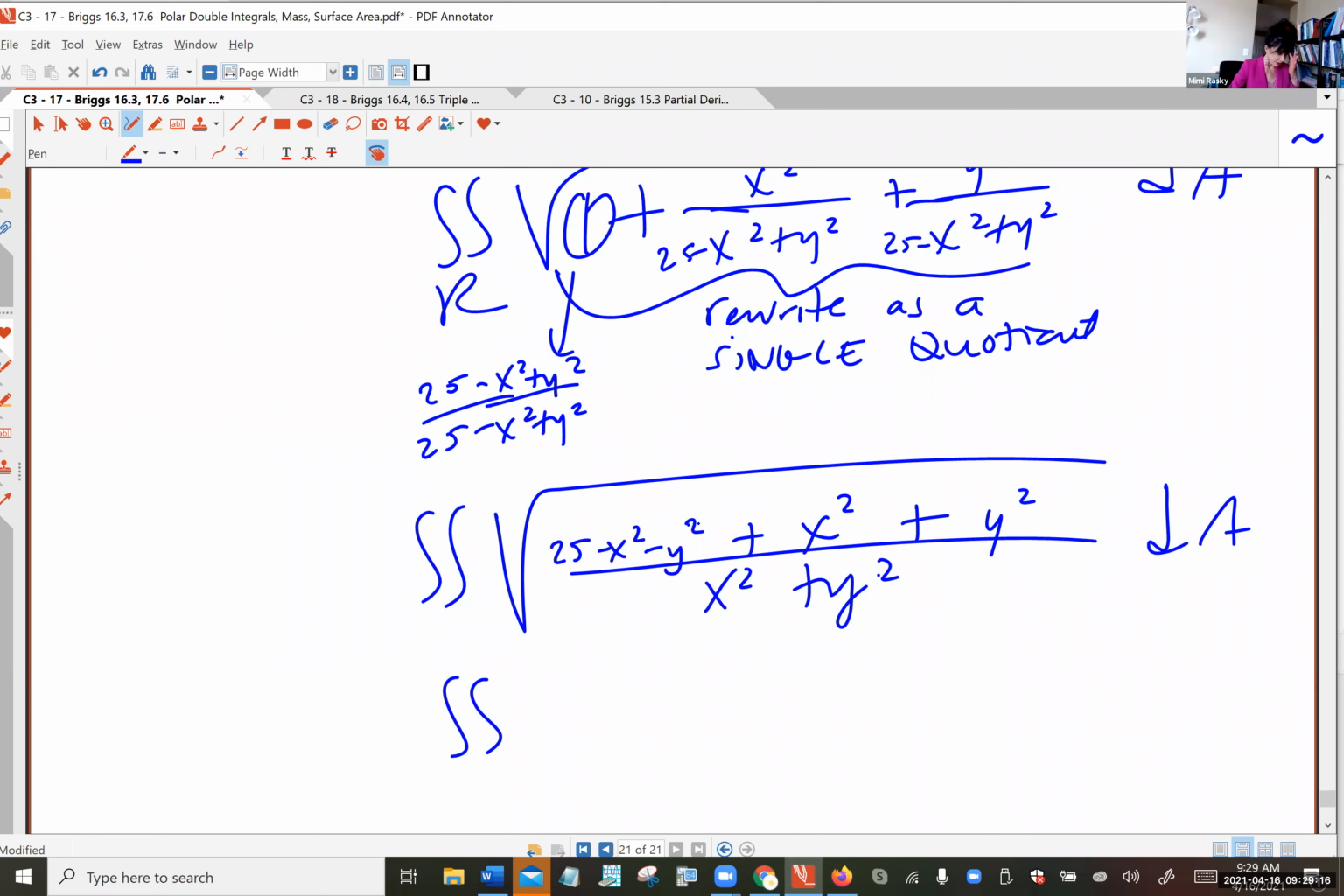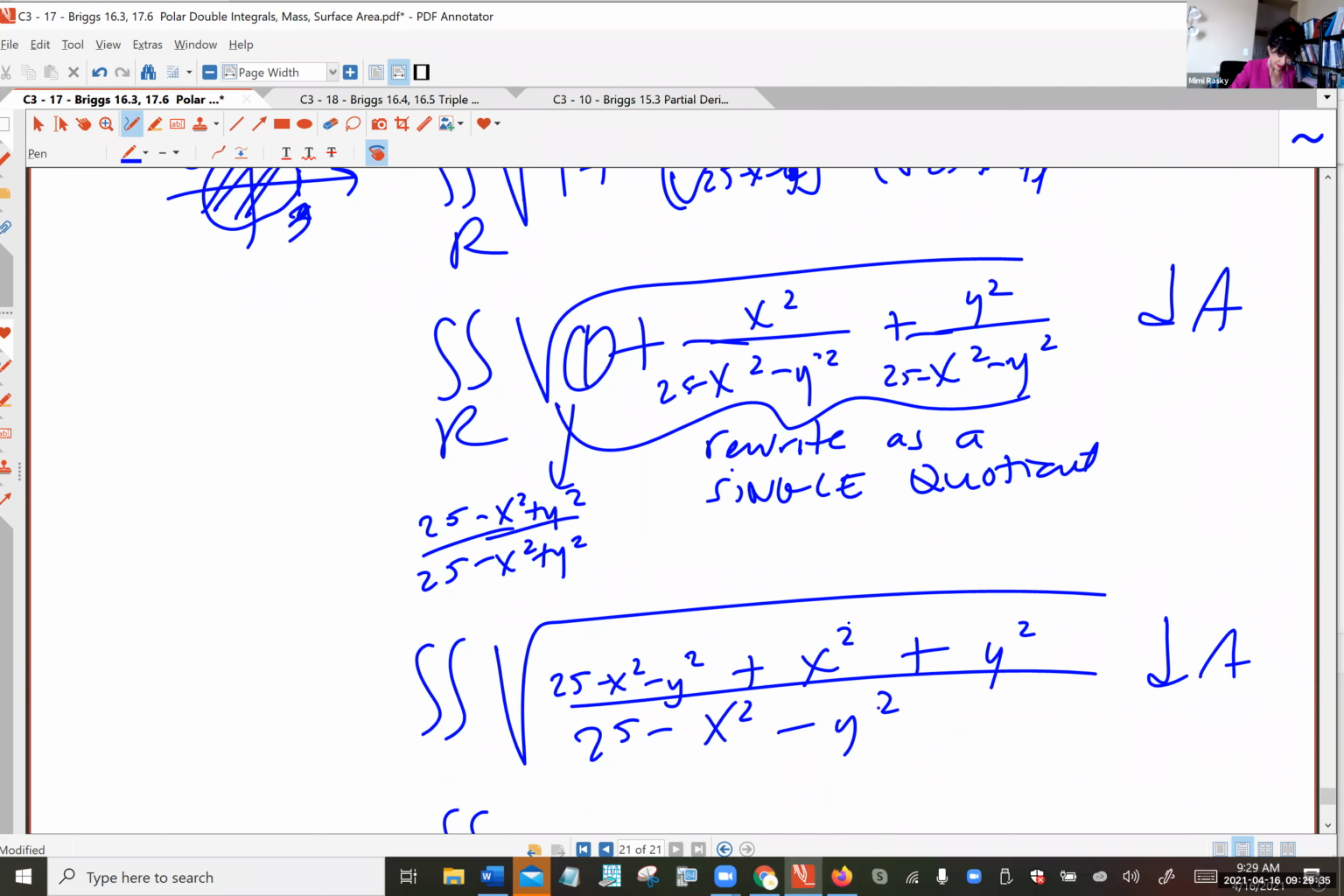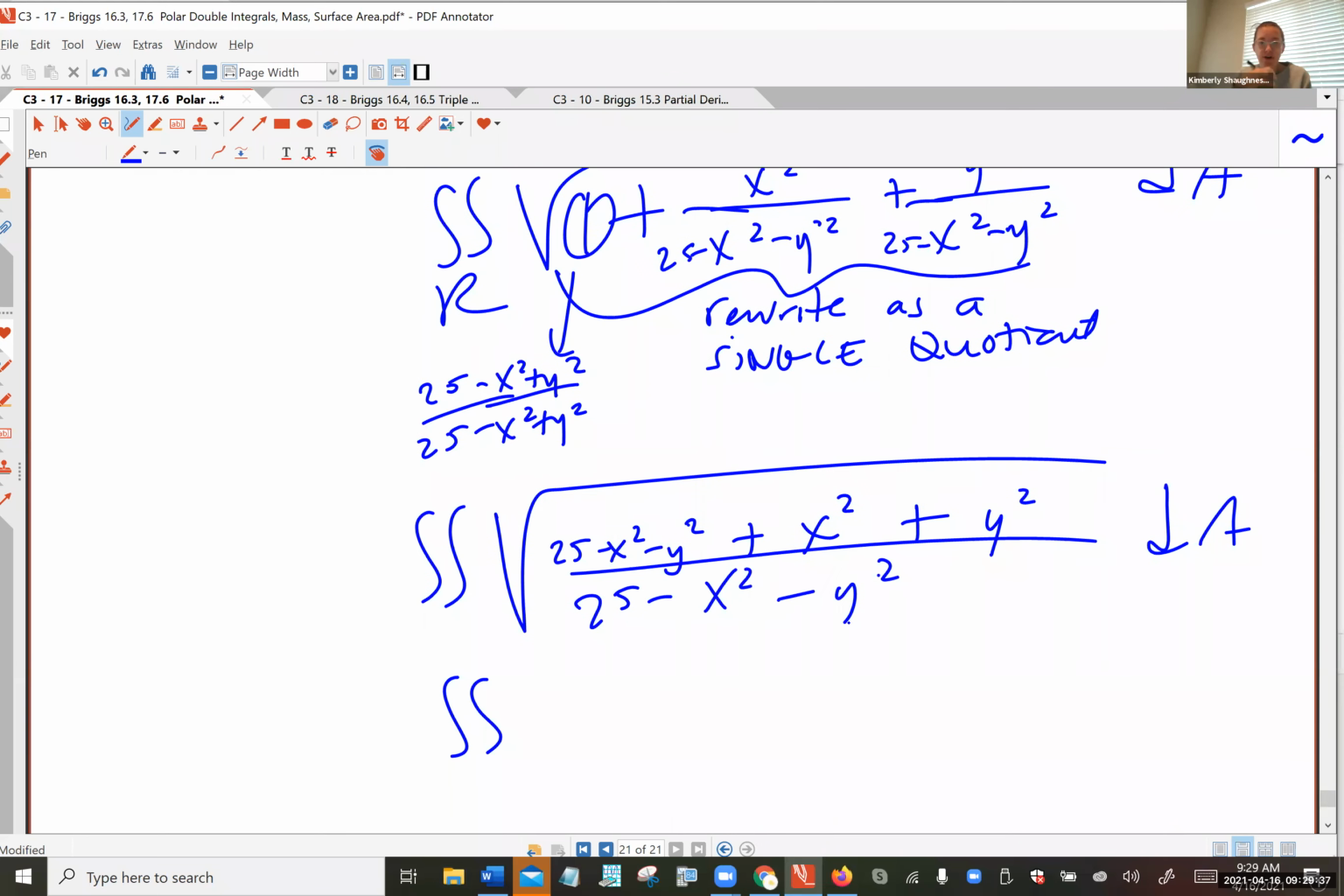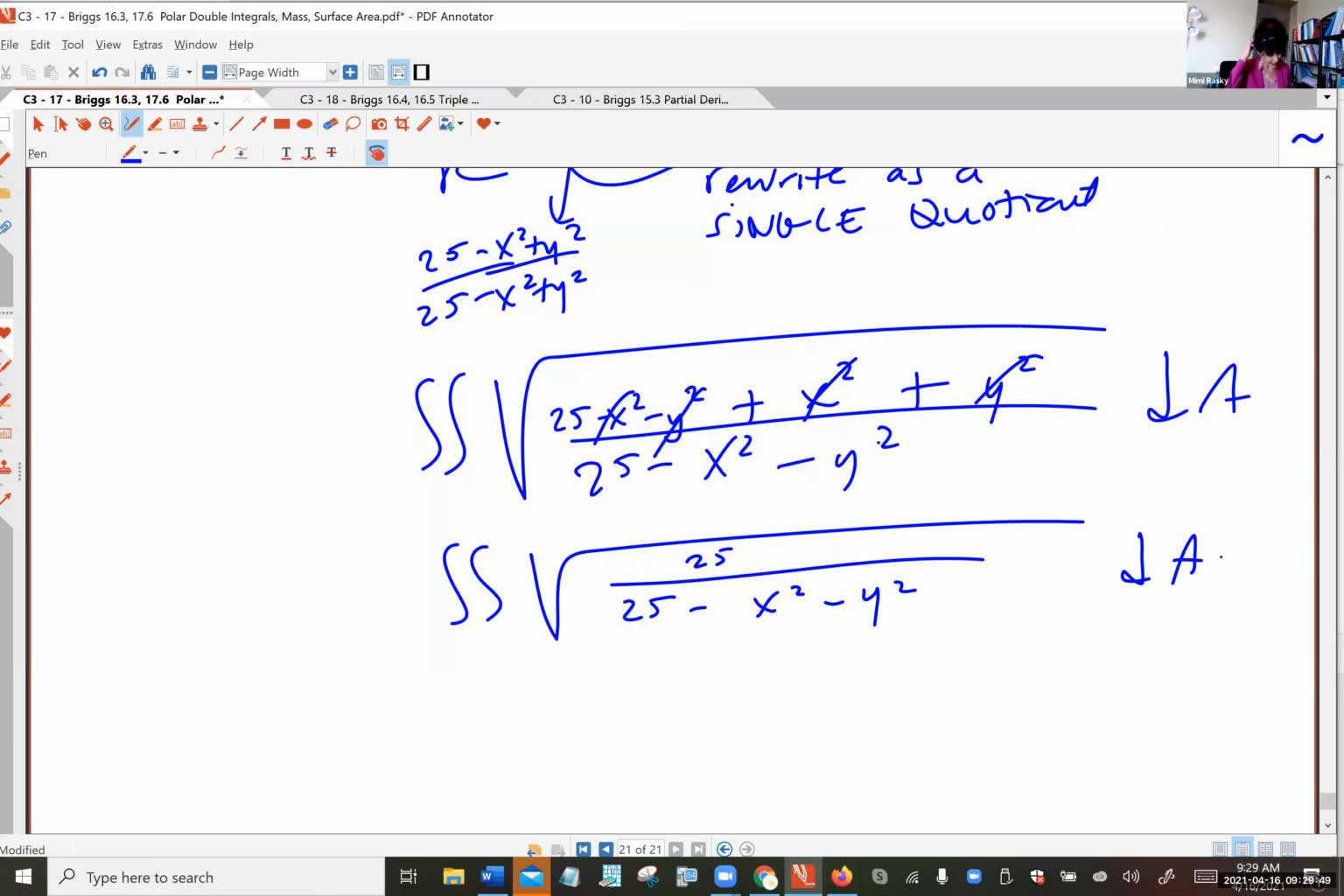So now, what does that look like to you? This is supposed to be minuses. Well, does anything clean up, or does this still look like a terrible mess? The numerator, you can add and subtract these terms, and they add to 0. So that looks a little nicer. But it still looks pretty bad. How would you integrate that in rectangular? If you change dA right now to dy dx, would you even want to try doing that?